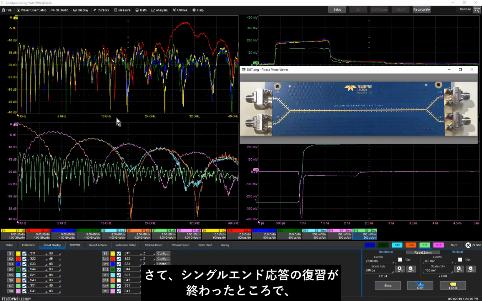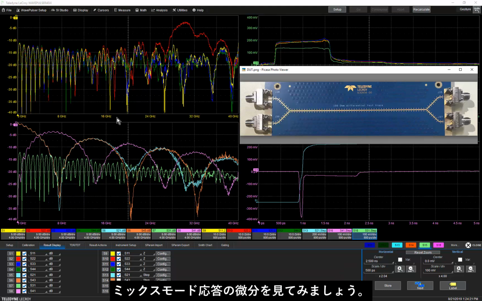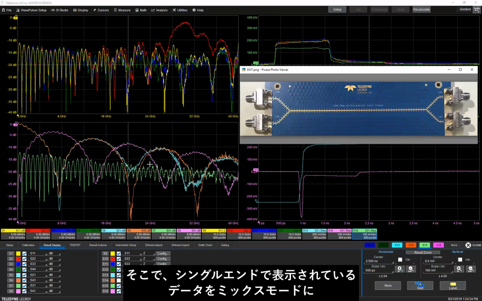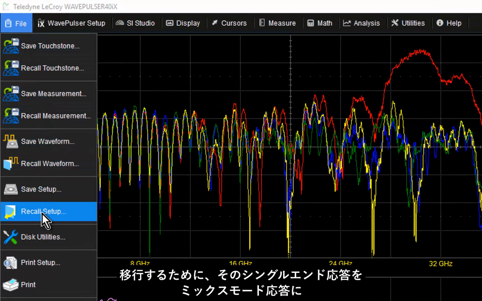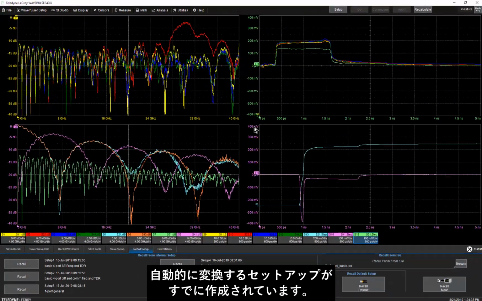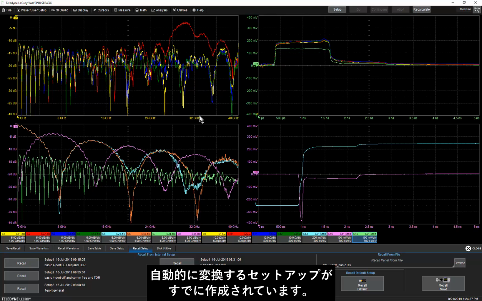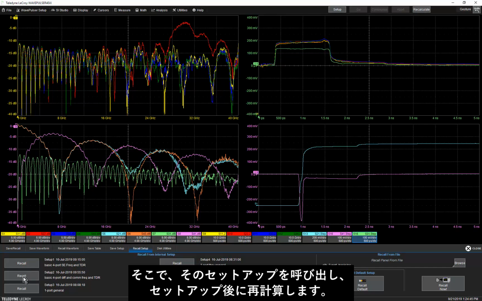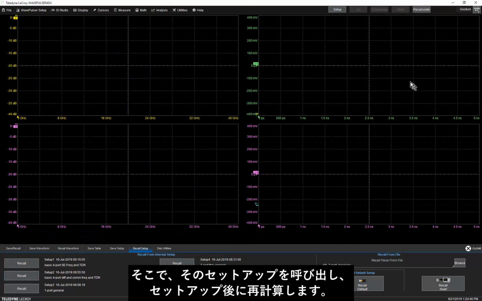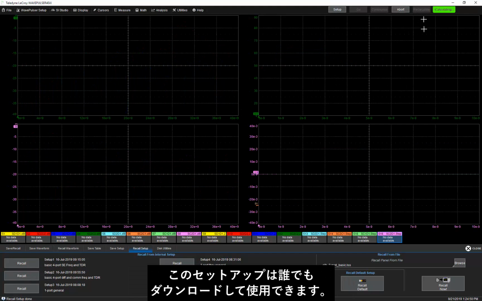Well, with that review of the single-ended response, let's take a look at the differential or the mixed mode response. And so to transition this data that's displayed in single-ended into mixed mode, I have a setup already created that will take that single-ended response and automatically transform it into the mixed mode response, again with my favorite orientation, frequency domain on the left, time domain on the right. So we'll recall that setup, and after it is set up, we'll recalculate it. And this setup is available for anyone to download to use themselves.